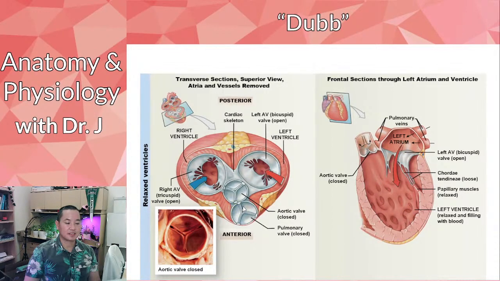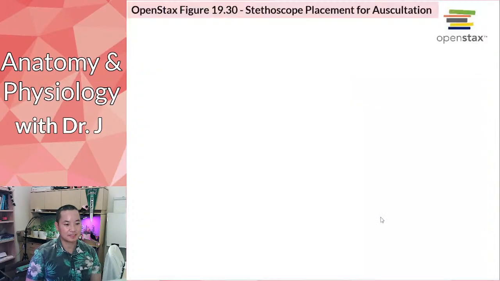So this is why, or not AV valves, caught myself. That's why the aortic and pulmonary valves close. So that's why it's preventing that.